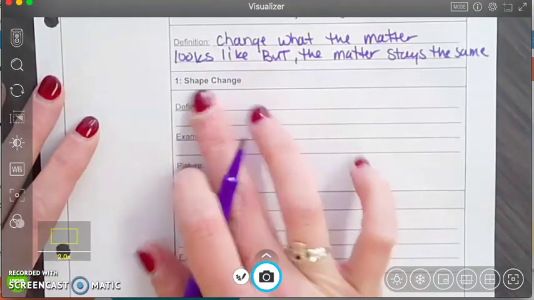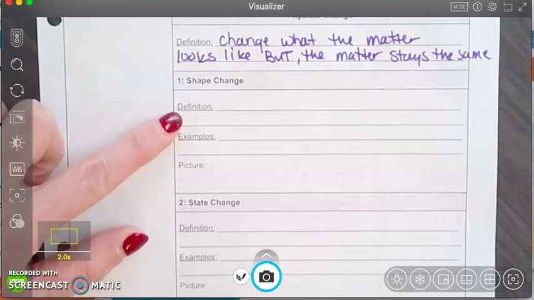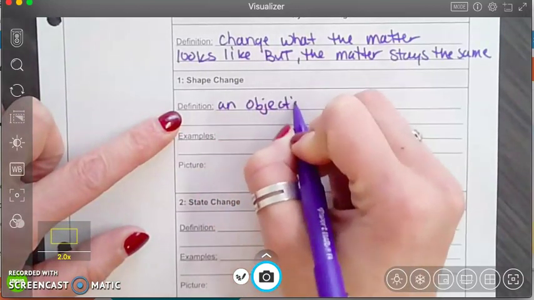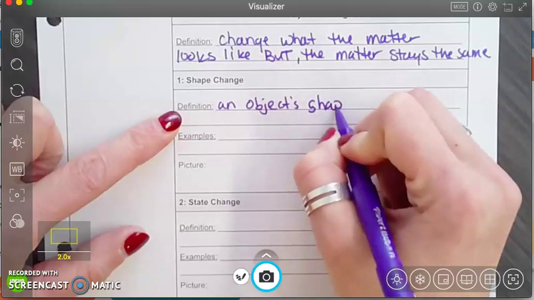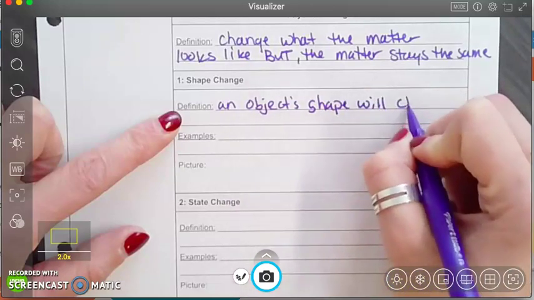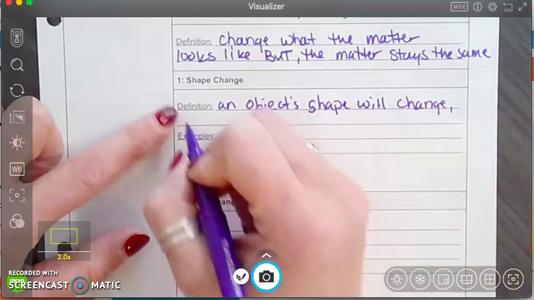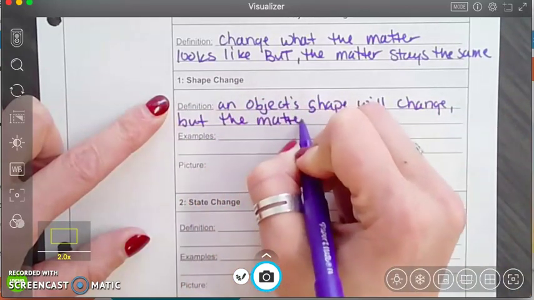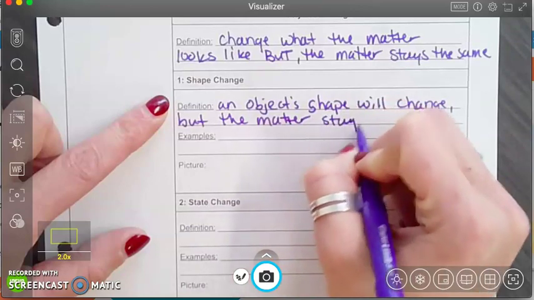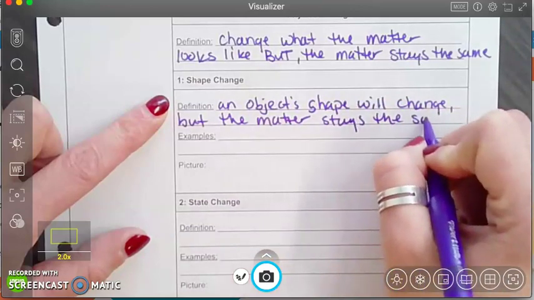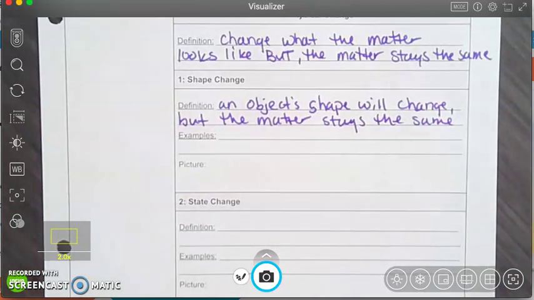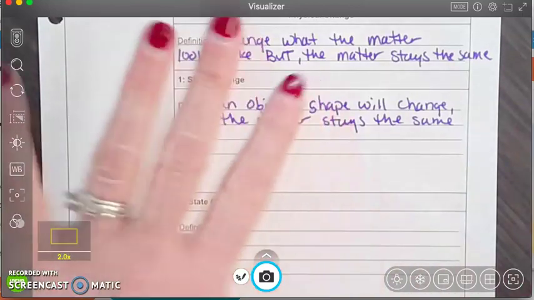And it's exactly like what the title says. The definition is an object's shape will change, but the matter stays the same. So I have a demo for you about that. And it's going to be a little strange because you're going to look at it top down, just like you can see on my notes.